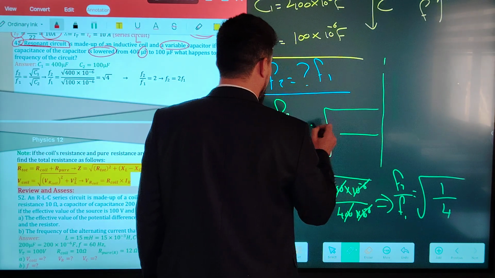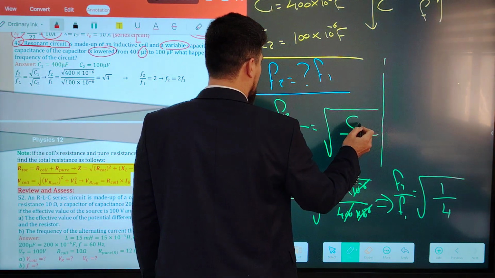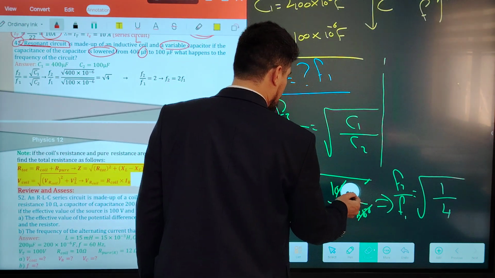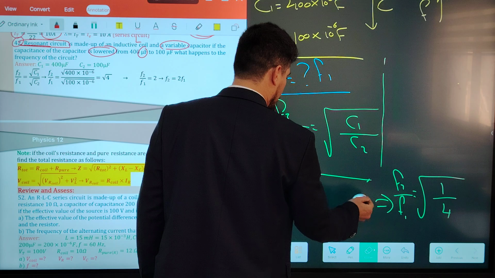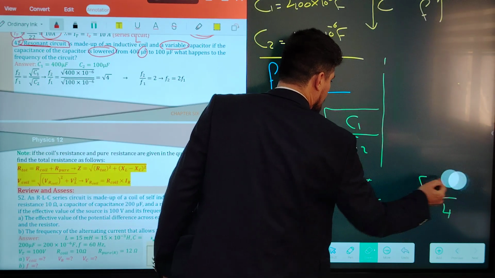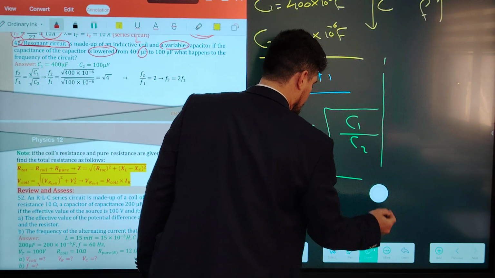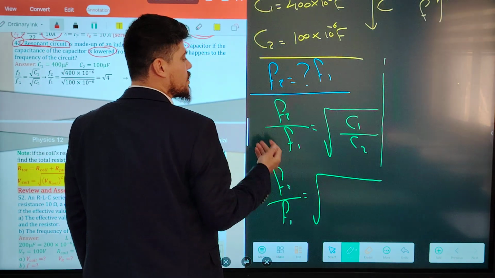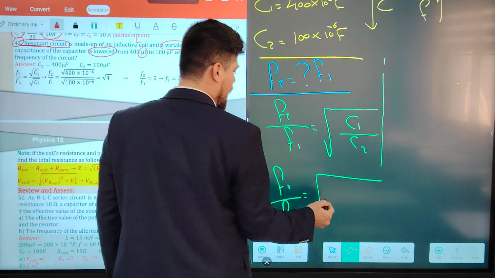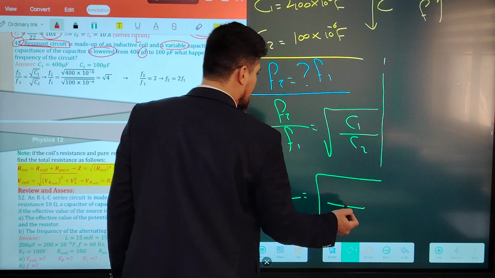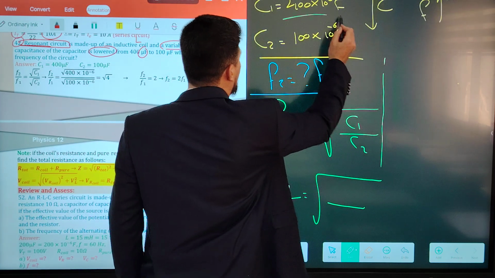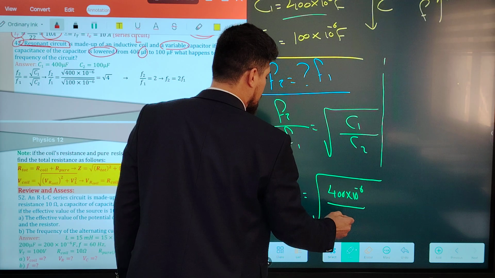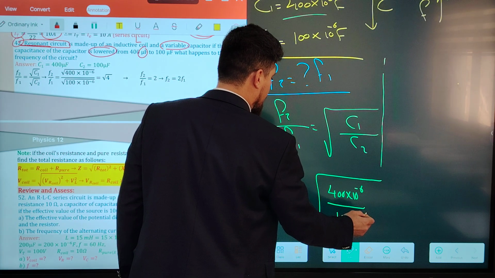Guys, look. F2 over F1 is equal to C1 over C2. Sorry, guys, I made some mistake here. I do apologize. Once again, listen carefully. F2 over F1 is C1 over C2, because it is inversely related, okay? F2 over F1 is going to be C1, 400 times 10 power negative 6 divided by 100 times 10 power negative 6.